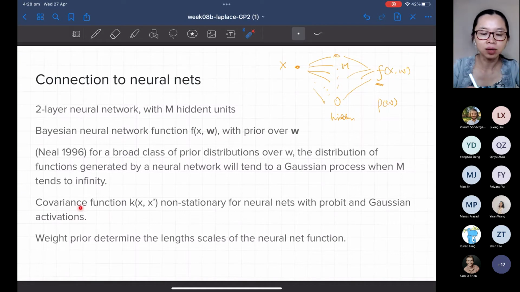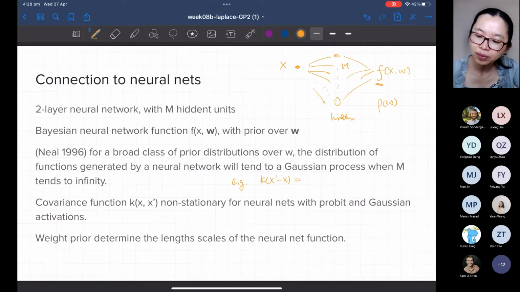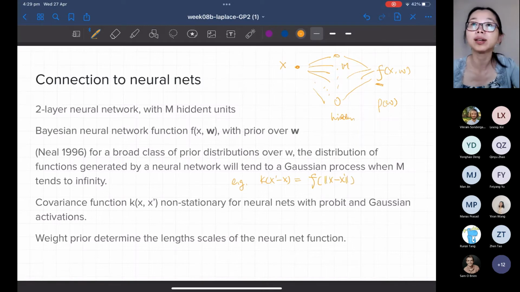And Neal and others have also shown that the covariance function for this neural network-induced Gaussian process is non-stationary. So, examples of stationary: as we said, most of the time in these two classes, we are dealing with not only stationary but also isotropic kernel covariance functions, namely the squared exponential. For example, exponential of minus some length scale l over 2 times x minus x prime.